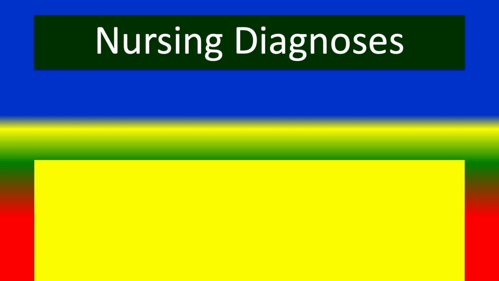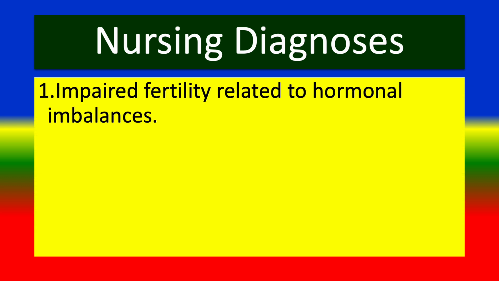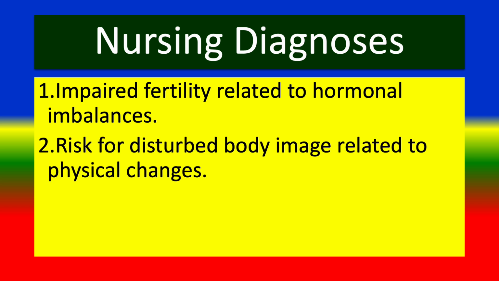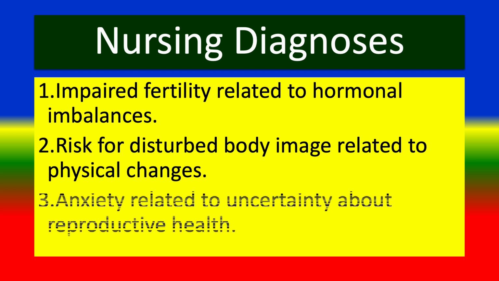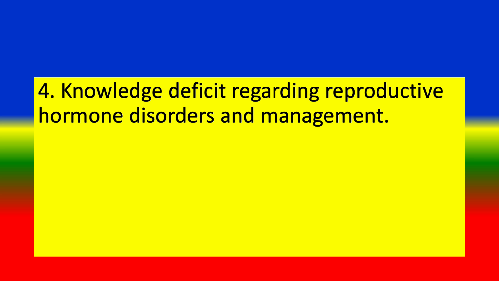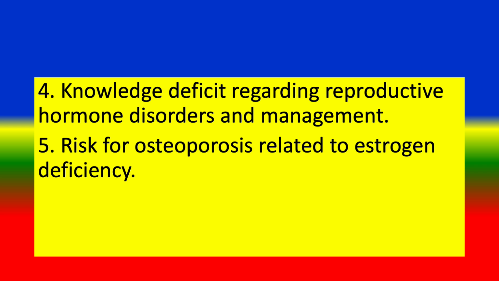Nursing diagnosis. 1. Impaired fertility related to hormonal imbalances. 2. Risk for disturbed body image related to physical changes. 3. Anxiety related to uncertainty about reproductive health. 4. Knowledge deficit regarding reproductive hormone disorders and management. 5. Risk for osteoporosis related to estrogen deficiency.